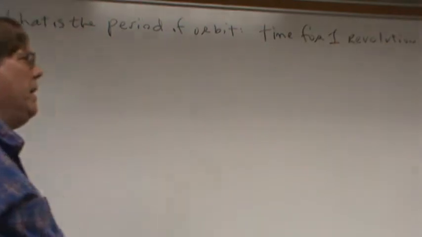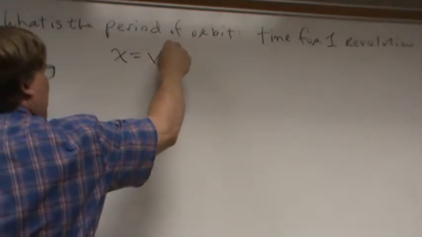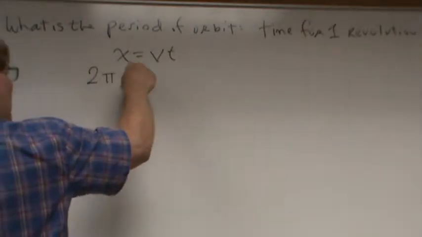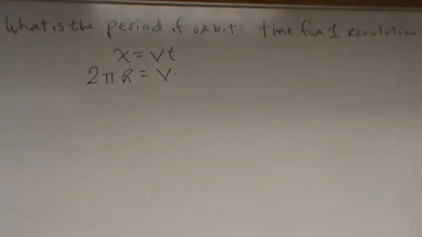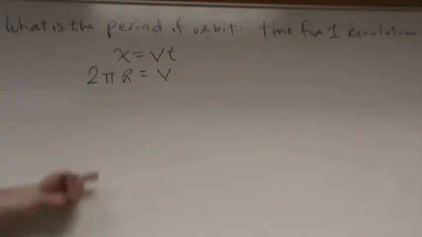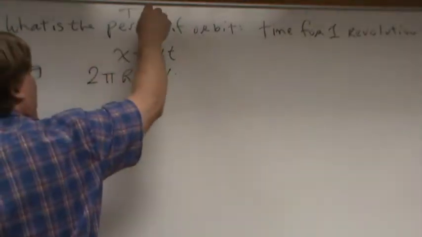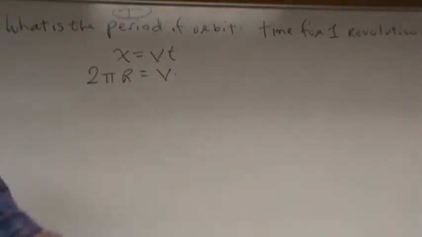Okay? Here's the way you're going to do this sort of problem. You're going to start with x equals vt. The distance you travel is one revolution, which is 2 pi r, correct? So it'll be 2 pi r, and that's going to equal your velocity times, and we give a special variable for the time of one revolution, or the time of one period. We call it capital T. I don't know if you remember that from pre-calculus, but period is always called capital T.